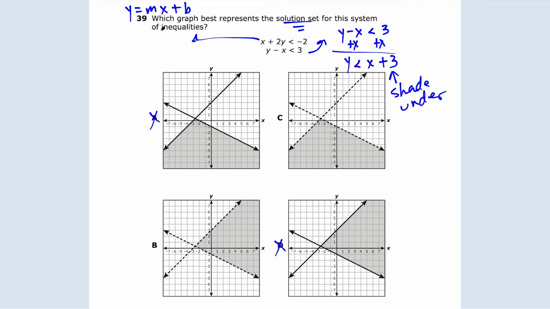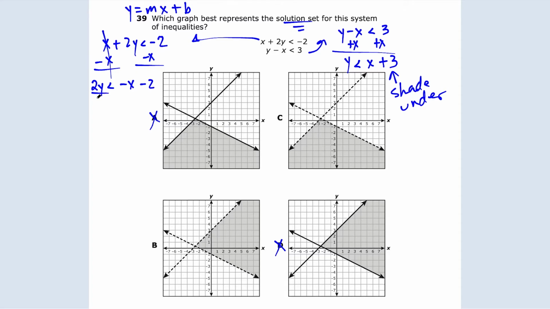This one's a little bit more complicated, the algebra we have to do. But we have x plus 2y is less than negative 2. And if I want to get y by itself, first I'm going to subtract x. So I have minus x on both sides. And now x minus x is gone. We have 2y is less than negative x minus 2.